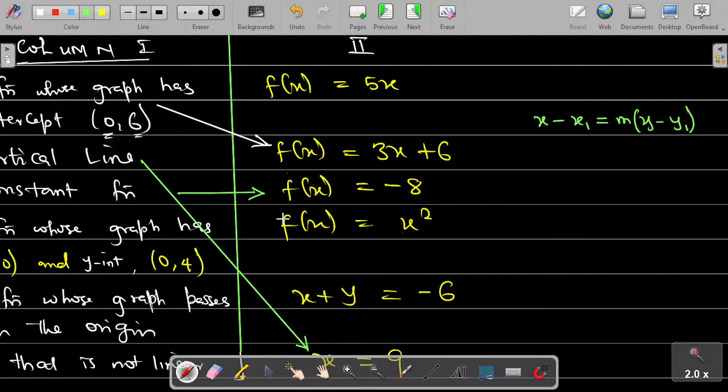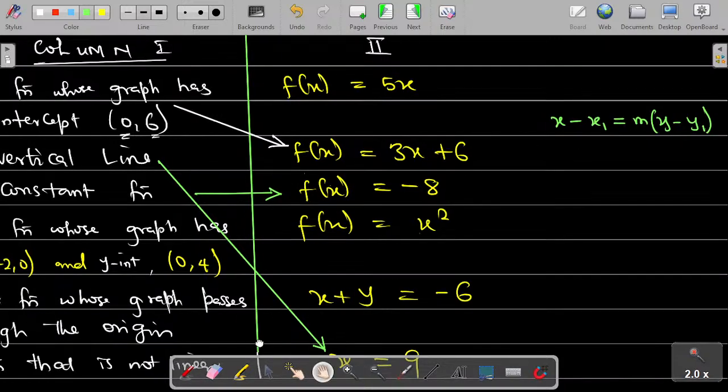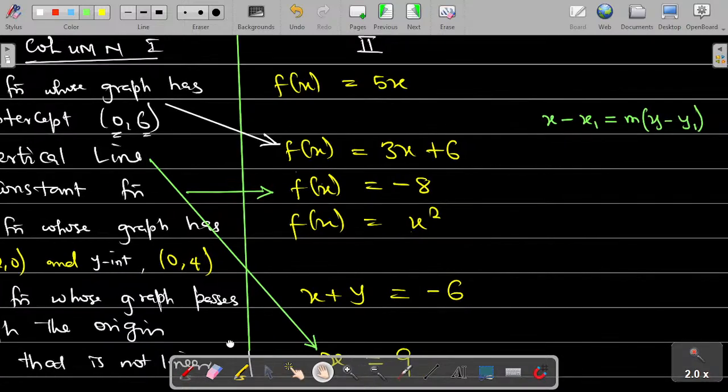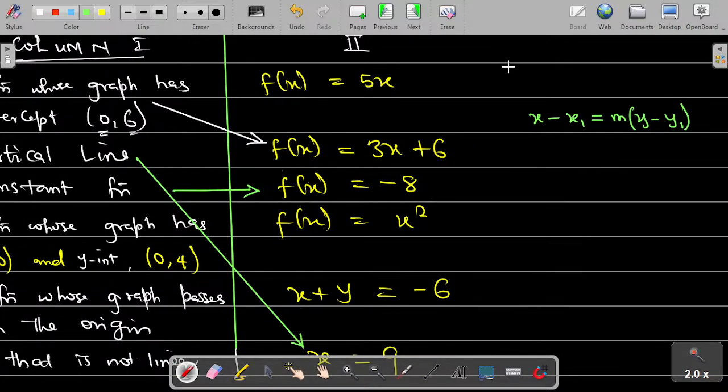So from what you are given there, we can actually generate the slope. Of course, they gave us 2 points: minus 2 and 0, and then 0 and 4. So first of all, let's fill in this x minus x1. Our x1 here is minus 2, so this will be minus minus 2, which is plus 2, is equal to slope.